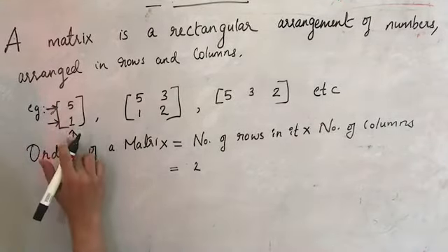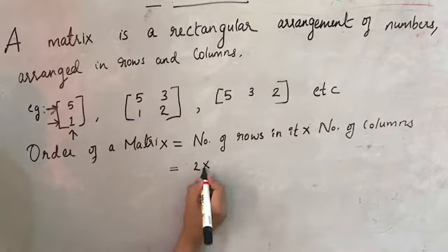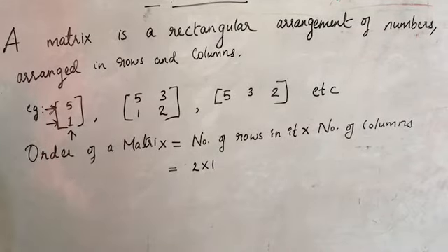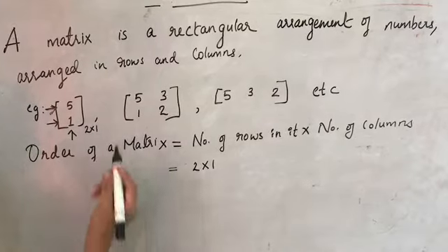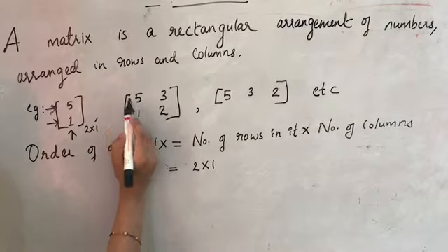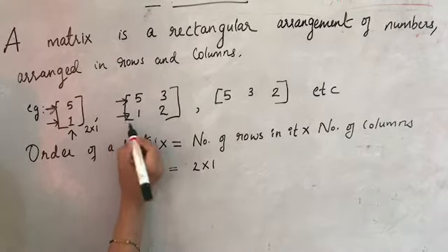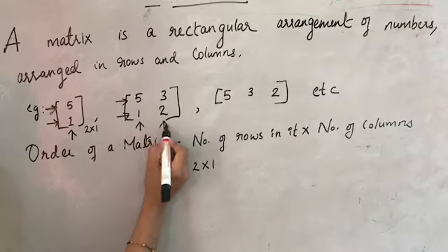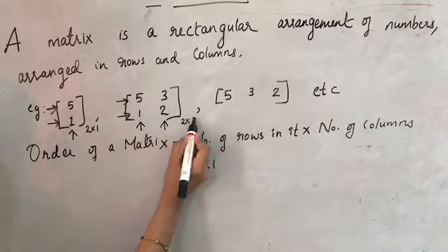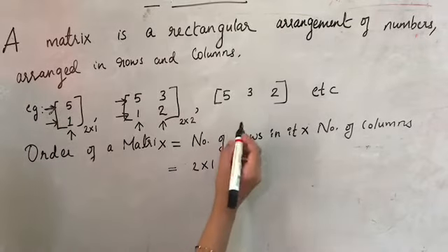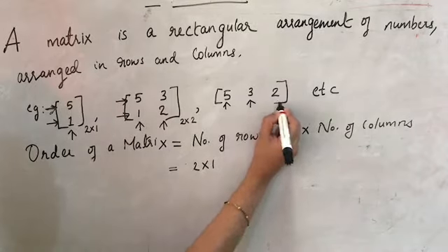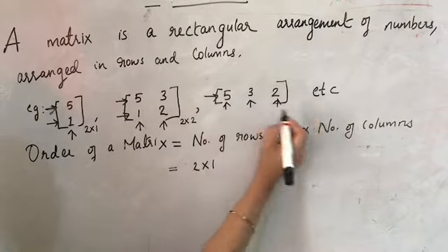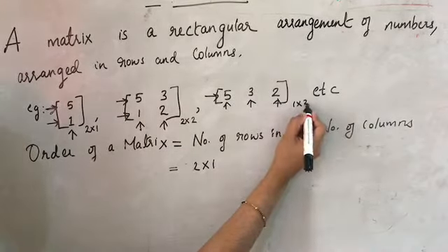And what is number of column? There is only one column. So, it is 2 into 1. That is the case of first one. In the case of second one, so you can write it like this. 2 into 1. So, next case, it is 2 rows and 2 columns. So, it is represented as 2 into 2 matrix. And in case of this, 3 columns and 1 row. So, it is 1 into 3 matrix.